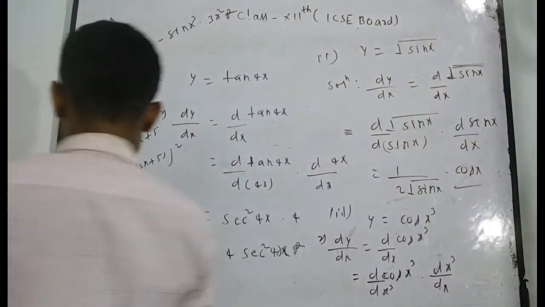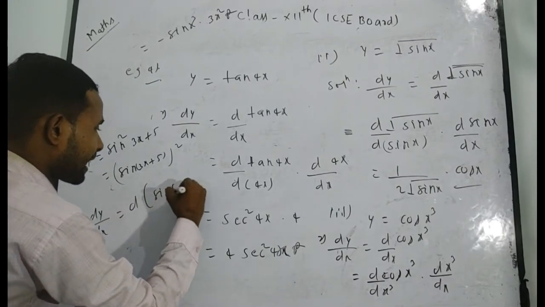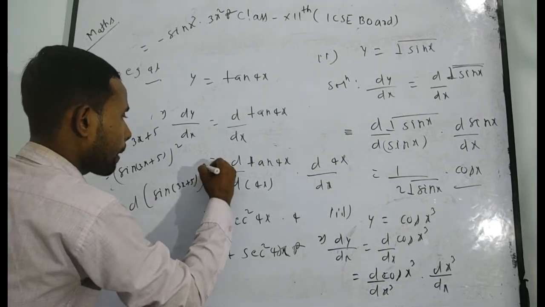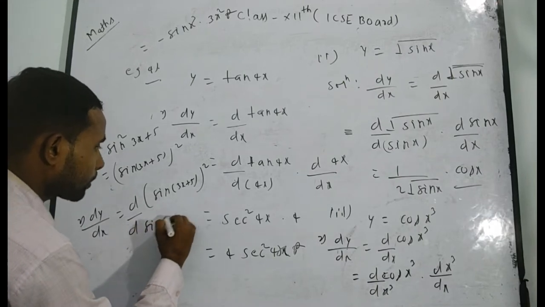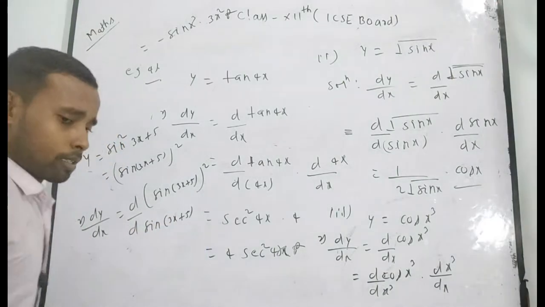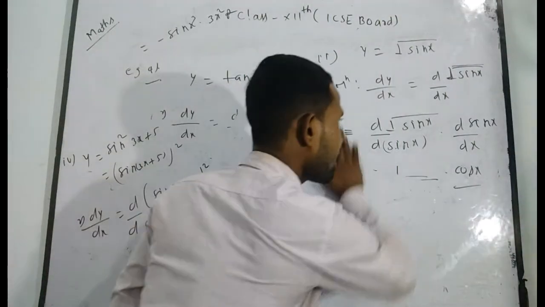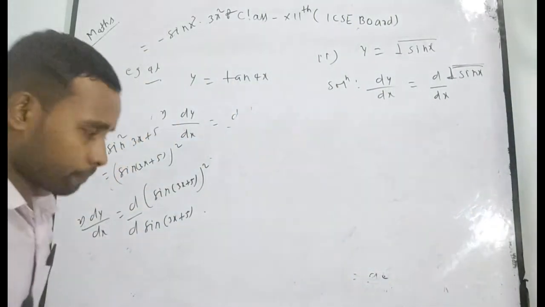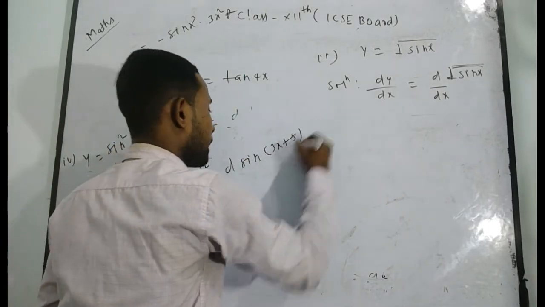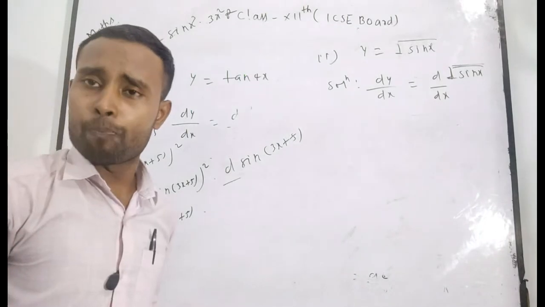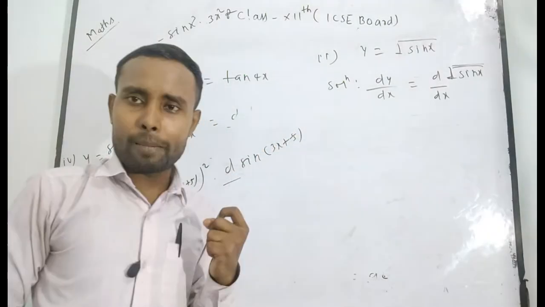So I want to again tell you, you can write here dy/dx is equal to the derivative of (sin 3x plus 5) whole to the power 2 with respect to only which term? Firstly, differentiate with respect to sin 3x plus 5, and after that you again have to differentiate sin 3x plus 5. Can you differentiate this function with respect to x? No. Why? Because this is not a simple form of sin x. This is sin of 3x plus 5.